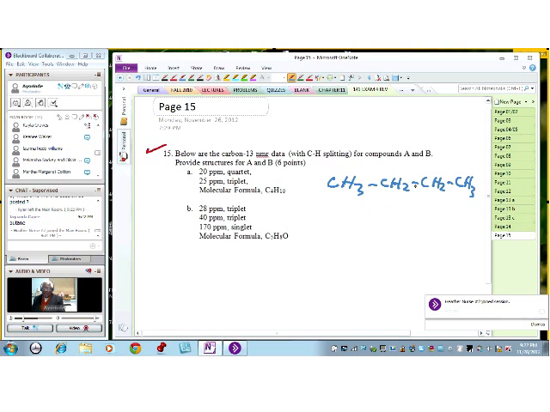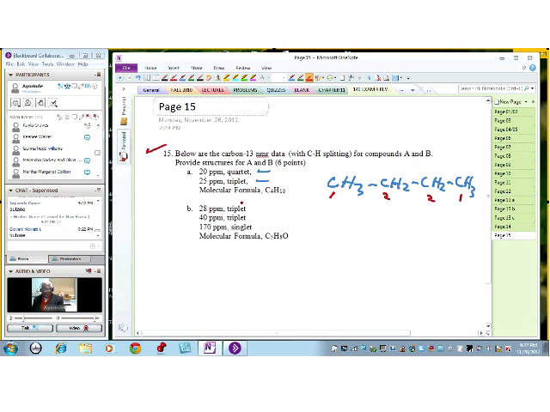You see how simple that is? Because you only have two types of carbon, which is this here. This is one type. This is the second type. Okay? And then you have a quartet, meaning that you have a methyl group, and then you have a triplet, meaning that you have a CH2 group. Excellent. That's simple.